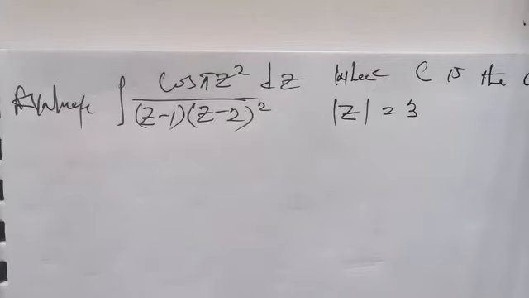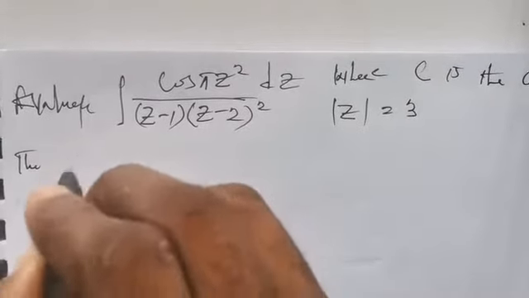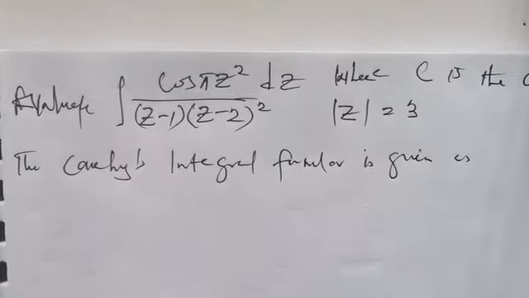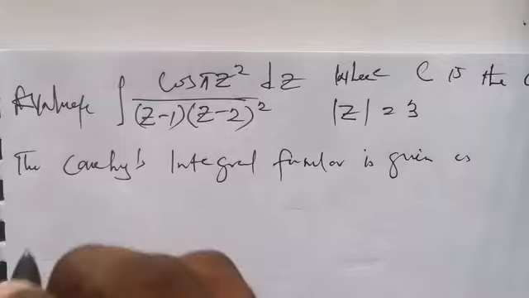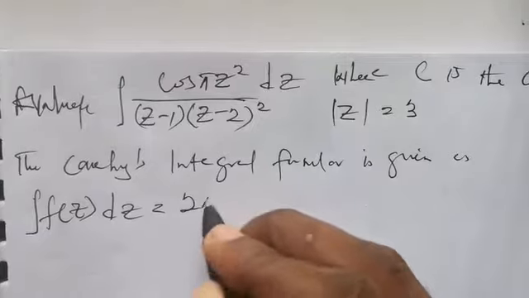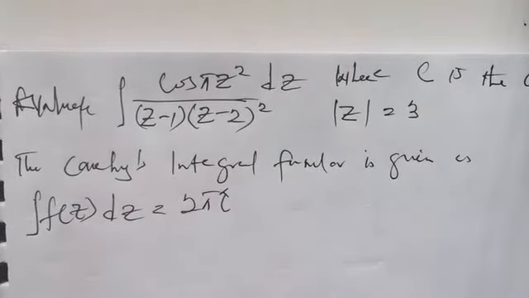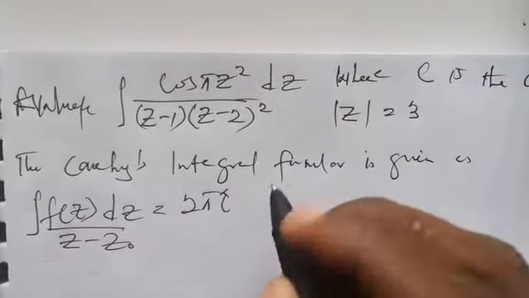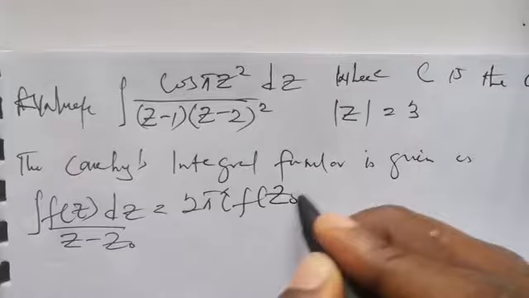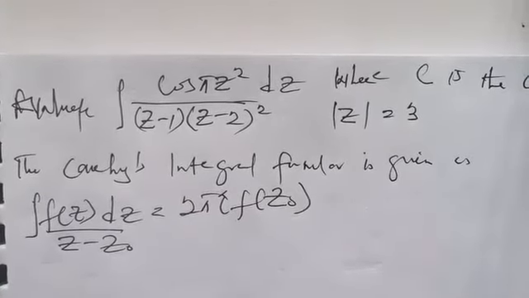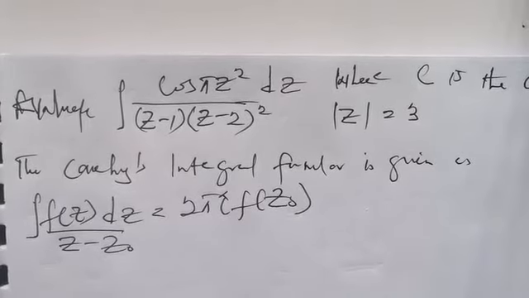The first part says we should state without proof the Cauchy's integral formula. The Cauchy's integral formula is given as the integral of f(z) dz over (z − z₀) is equal to 2πi multiplied by f(z₀), where f(z₀) simply means the function evaluated at the pole. z₀ simply stands for the pole. That's the Cauchy's integral formula.